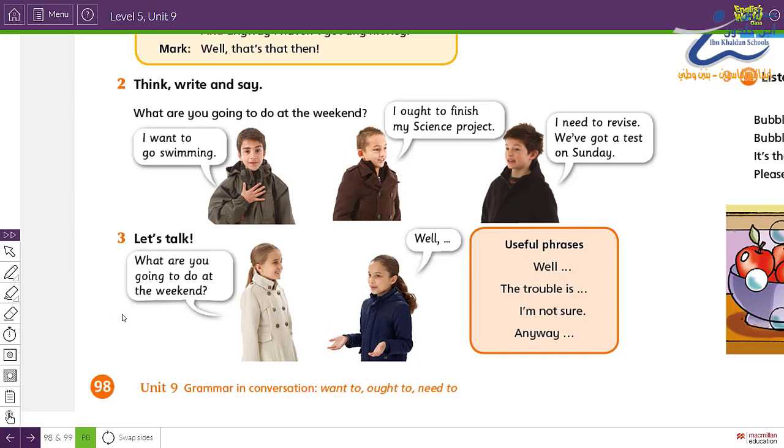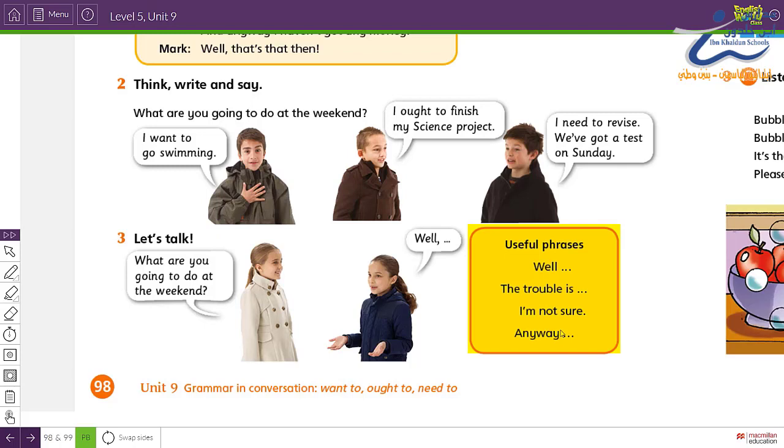Okay, the last part we are going to use today, these useful phrases. Well, the trouble is, I'm not sure anyway. When do we use these phrases? While being in a conversation, you need something called gap fillers. Gap fillers are words we use to fill gaps. Instead of stopping talking, instead of having pauses, you use these words to give you enough time to think.